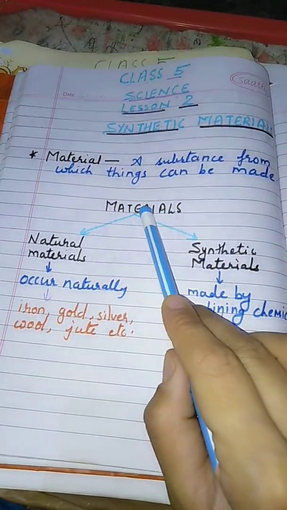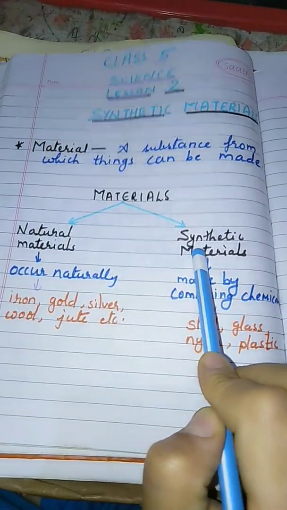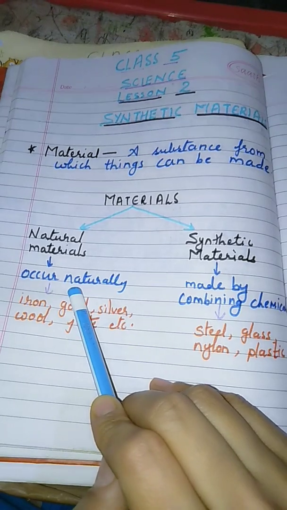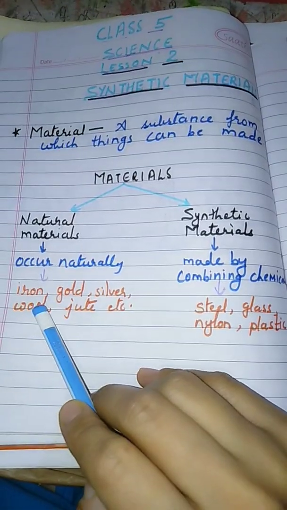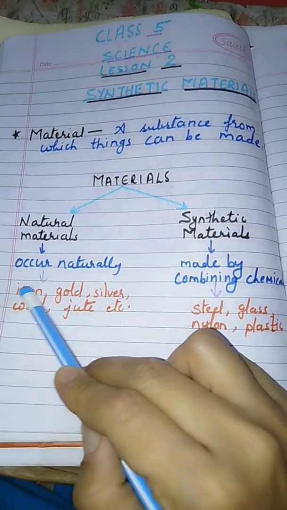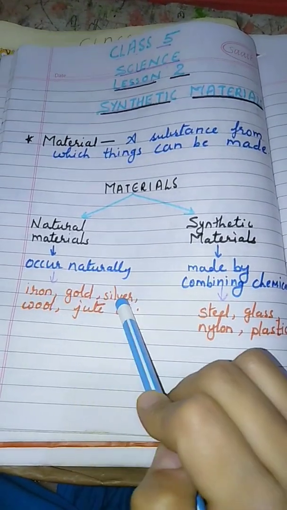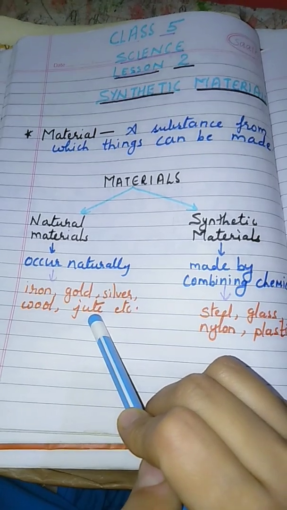Okay. Now materials are classified into two types: natural materials and synthetic materials. Natural materials occur naturally. For example, iron, gold, silver, wool, jute, etc. They occur in nature on their own. We don't make all these things. They occur naturally under the earth, or wool we get from sheep and jute we get from plants.